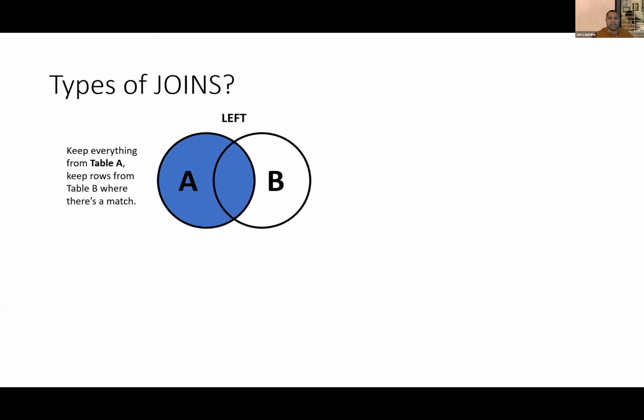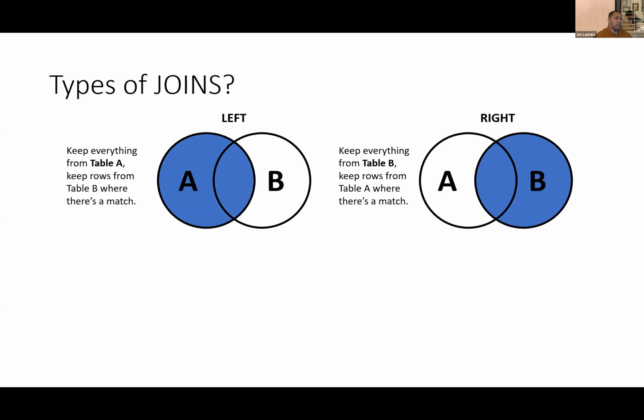What this basically means is that when we do a left join, we're going to keep all the rows from the left table, and then we're only going to keep the rows from the right table that have a match. Again, we'll go into an example to make it more concrete. But just showing other types of joins.